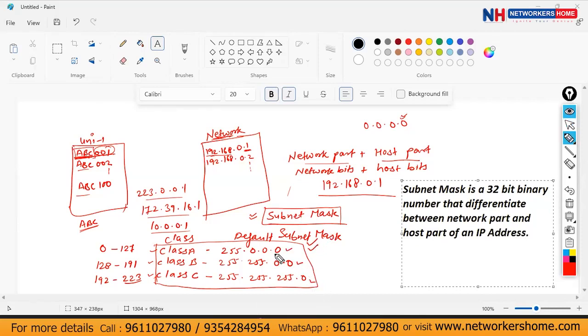Only class A, B, and C are going to have a subnet mask. D and E do not have a subnet mask because we do not use them for assignment purposes.